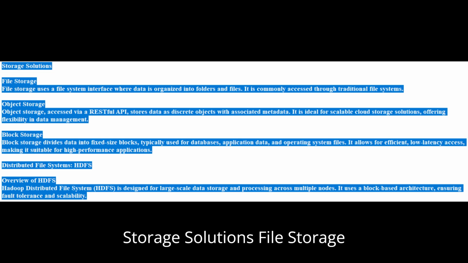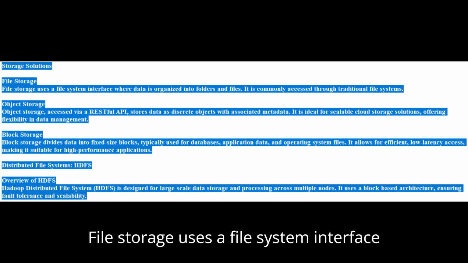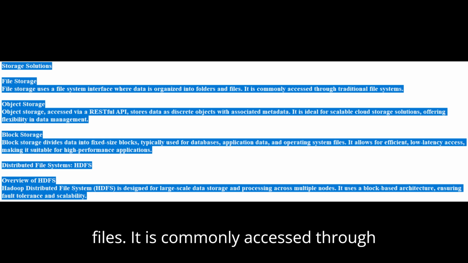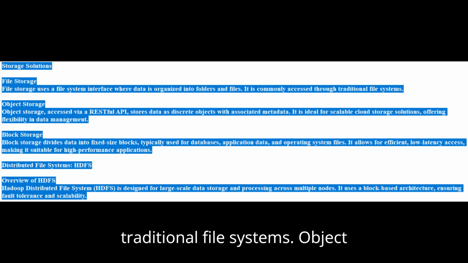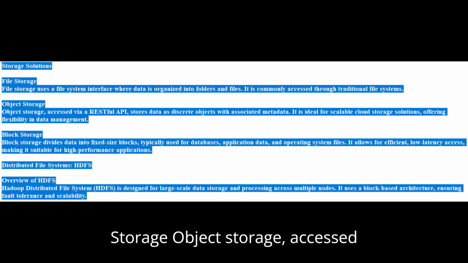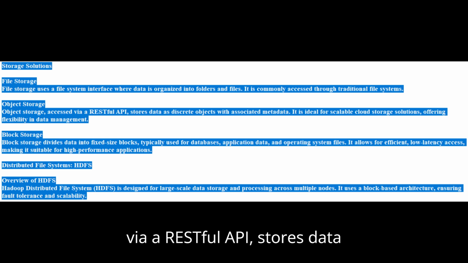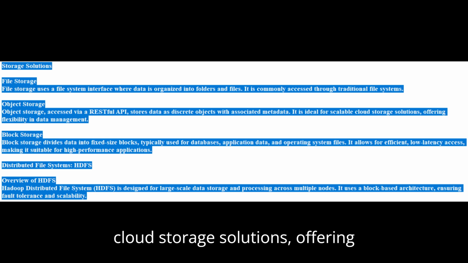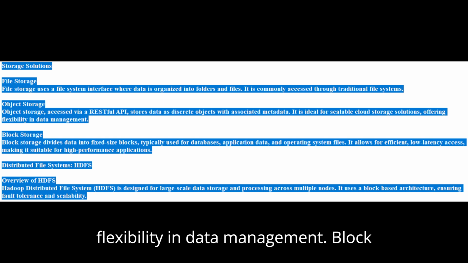Storage solutions. File storage. File storage uses a file system interface where data is organized into folders and files. It is commonly accessed through traditional file systems. Object storage. Object storage, accessed via a RESTful API, stores data as discrete objects with associated metadata. It is ideal for scalable cloud storage solutions, offering flexibility in data management.